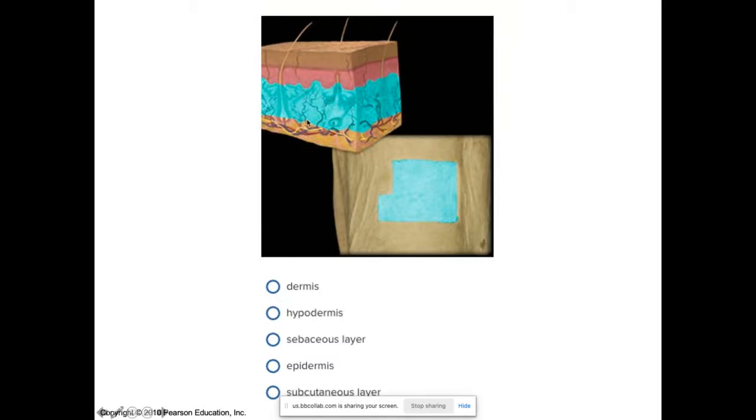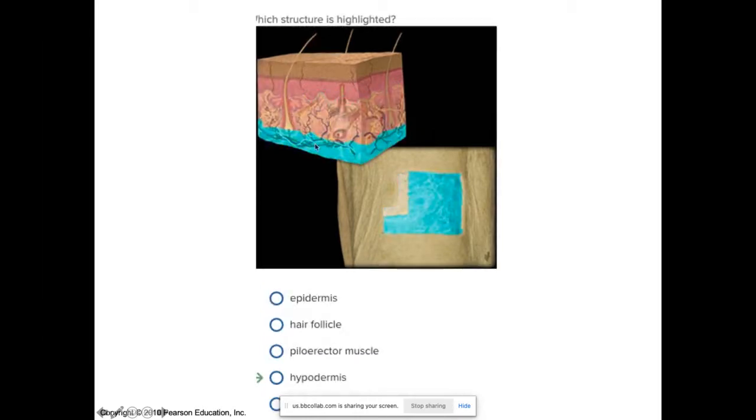Okay, we did the epidermis. So what's this layer here? This is epidermis, this is dermis, and then down below, hypodermis. Okay, and this is where a lot of your blood vessels are.